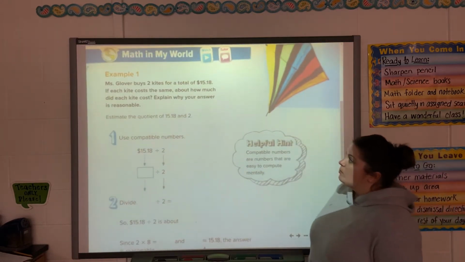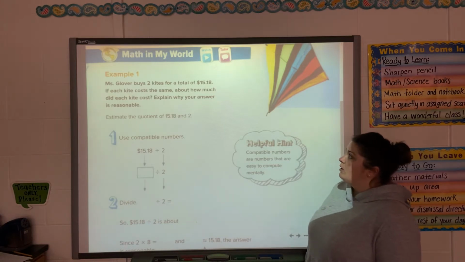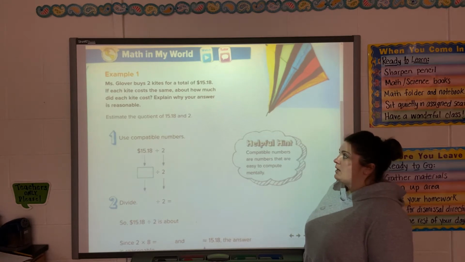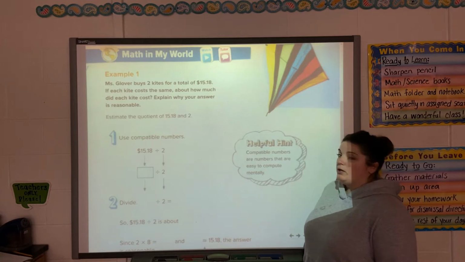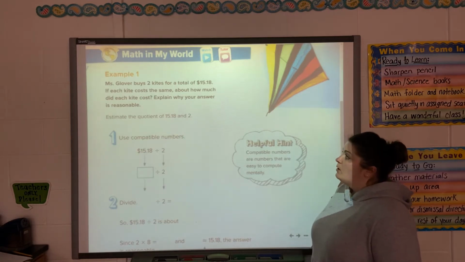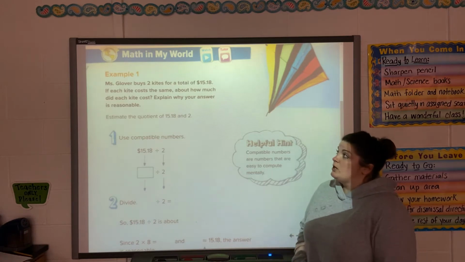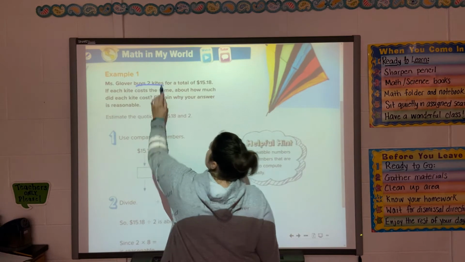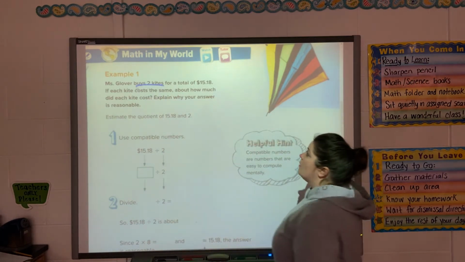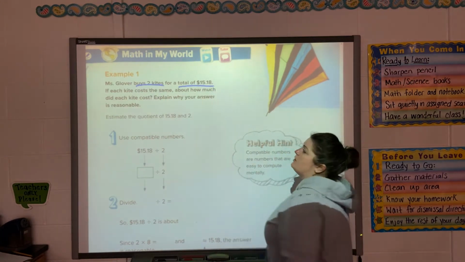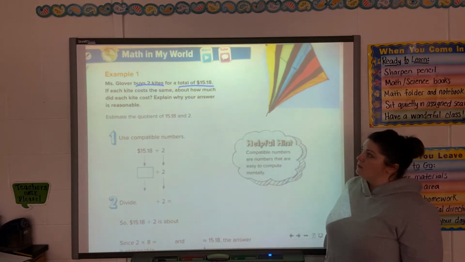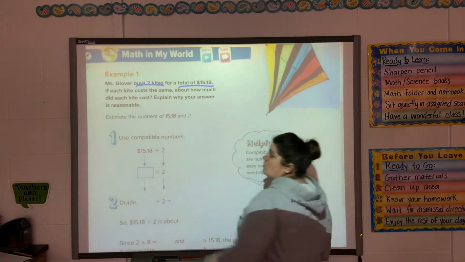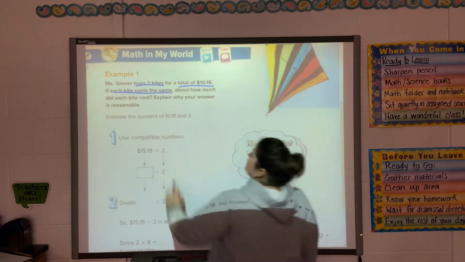Miss Glover buys 2 kites for a total of $15.18. If each kite costs the same, about how much did each kite cost? Explain why your answer is reasonable. So if I want to understand my problem, facts that I know: she buys 2 kites. It costs a total of $15.18. And I also know that each kite costs the same.